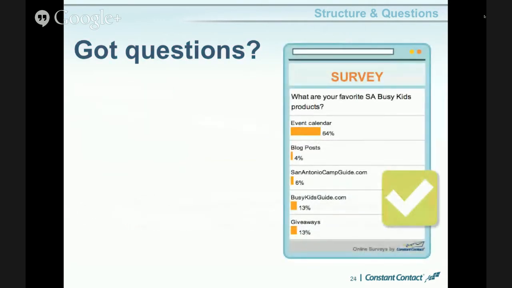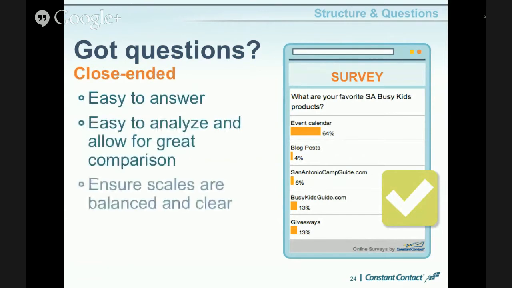On questions, a good option is to make sure that you have as many closed-ended questions as possible. Those closed-ended questions are easy to answer. They tend to be easy to analyze and allow you to compare and perhaps do before and after or see if there are trend changes. And they ensure that you have clear and balanced scales.